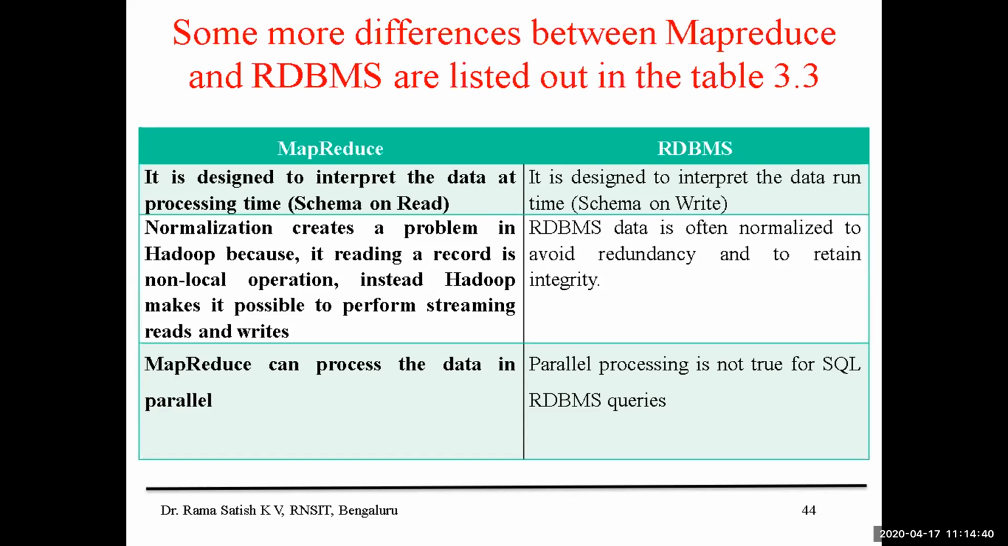MapReduce can process the data in parallel, but parallel processing is not true with respect to SQL, RDBMS SQL queries. So these are all the reasons we consider. When data is huge, certainly MapReduce can be used, and when data is less in size, certainly RDBMS can be used. And when you have more analytics, definitely MapReduce is used. When you have less analytics, your RDBMS is used.